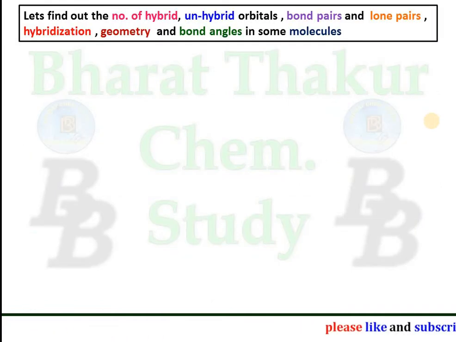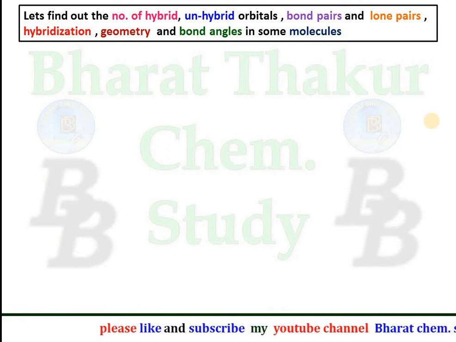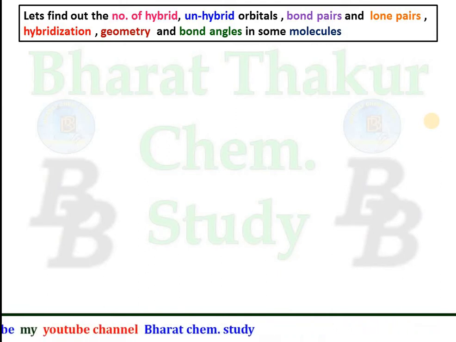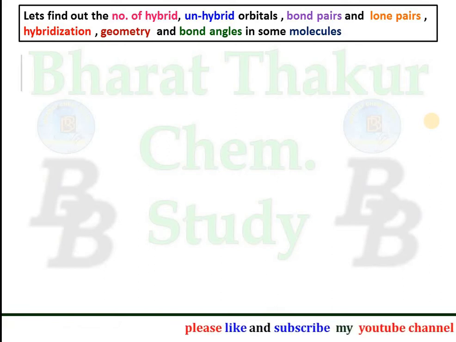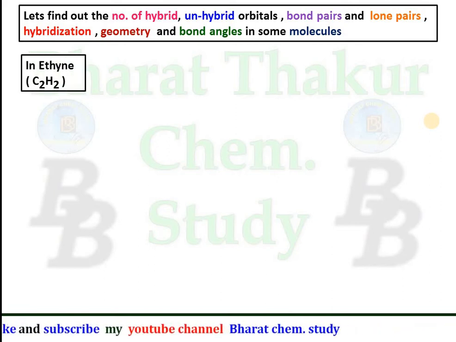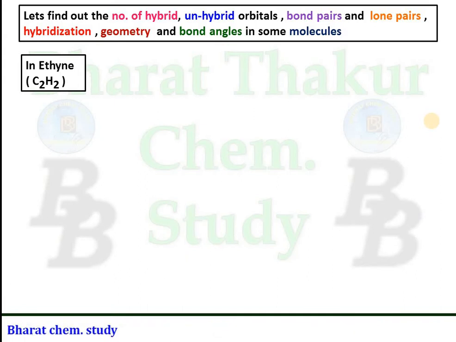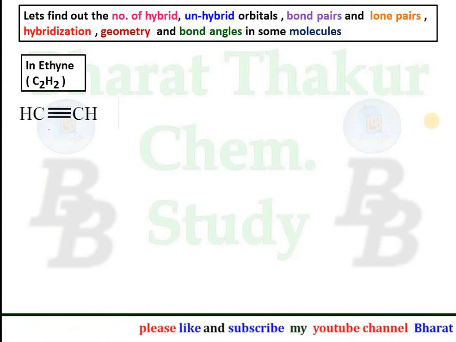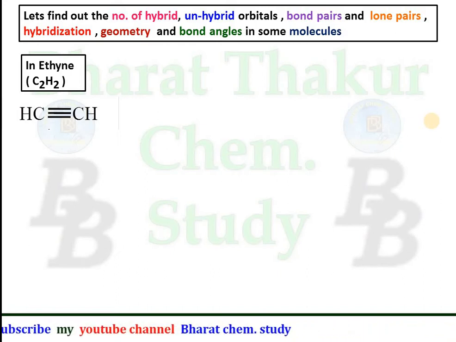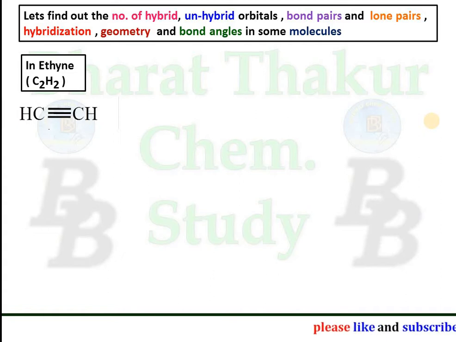So let's understand how we have to calculate the number of hybrid orbitals, unhybridized orbitals, bond pairs and lone pairs, and hybridization, geometry and bond angle in some molecules. First, in ethyne, having formula C2H2, the structure of ethyne can be represented like this. In this structure, each carbon is forming 4 bonds: 1 with hydrogen and 3 bonds between the 2 carbon atoms.